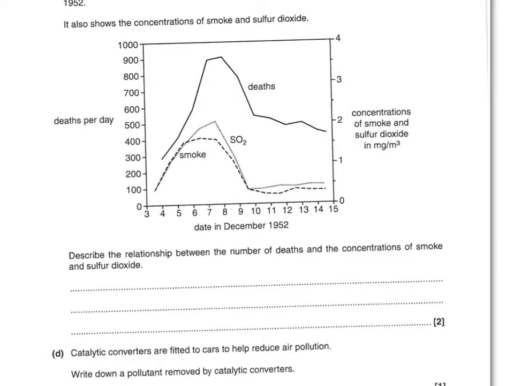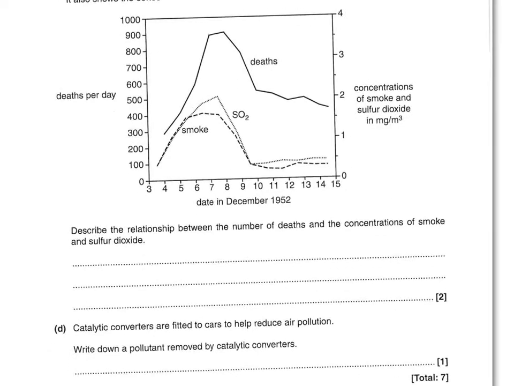As you can see, we'll start with smoke. As the smoke increases, so do the deaths. So that's your first mark, saying something like, as the smoke increases, so do the deaths, or as the smoke increases, the number of deaths increases, something like that. And the second mark is saying, as the sulfur dioxide increases, so do the deaths, or as the sulfur dioxide increases, the number of deaths increases. So your 2 marks there are for comparing the 2 different things.